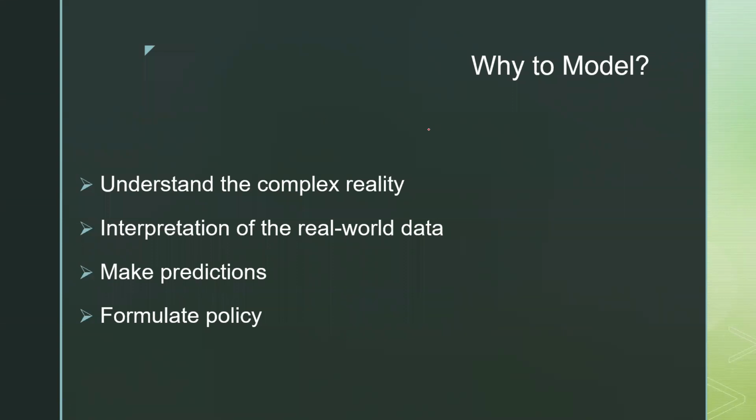First, let me start with why we need to model it. The reason to model is to understand the complex reality, right? In economics, we are dealing with so much complexity. For example, in an economy there might be high growth, but unemployment is also high. Sometimes your interest rate is also very high, or sometimes people save less. So many things are happening in the economy. So our first objective is to examine the complex reality of the world.